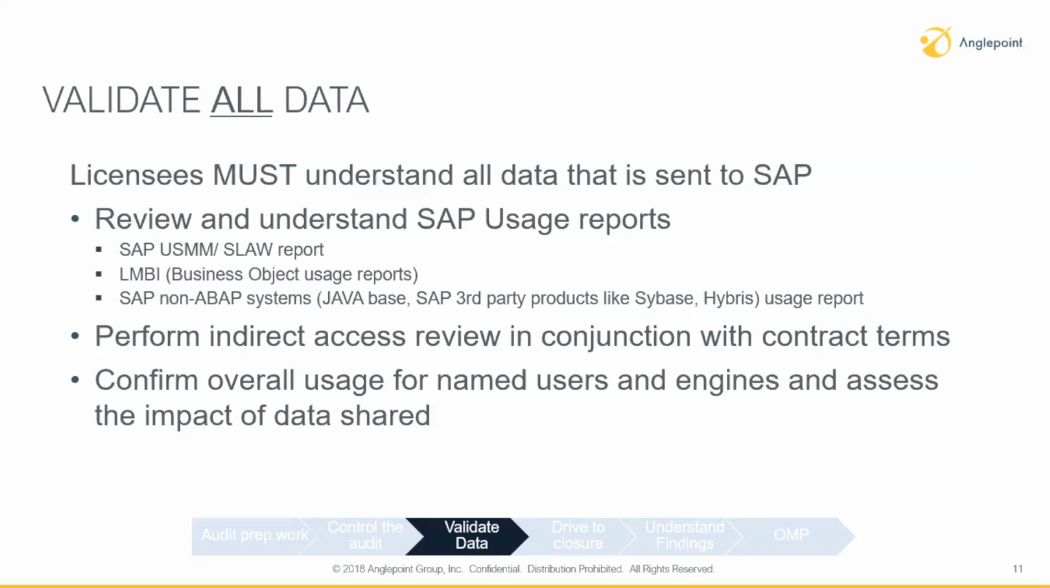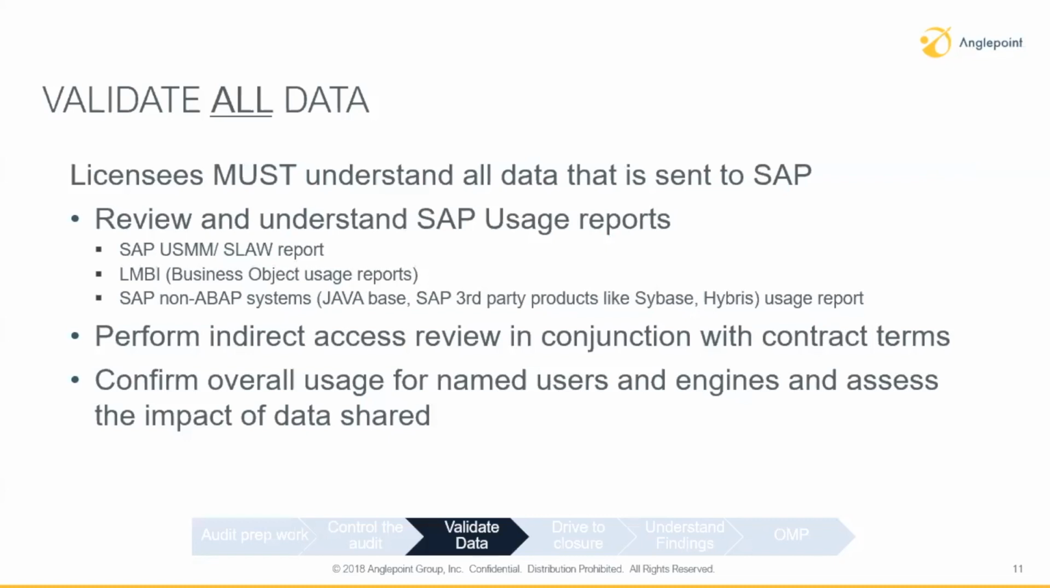But 9.9 times out of 10, if SAP auditors ask for an architecture diagram, they're looking for indirect access. They're trying to find third-party applications connected to SAP. So again, don't send data to SAP unless you understand what they're looking for. And it's pretty simple.